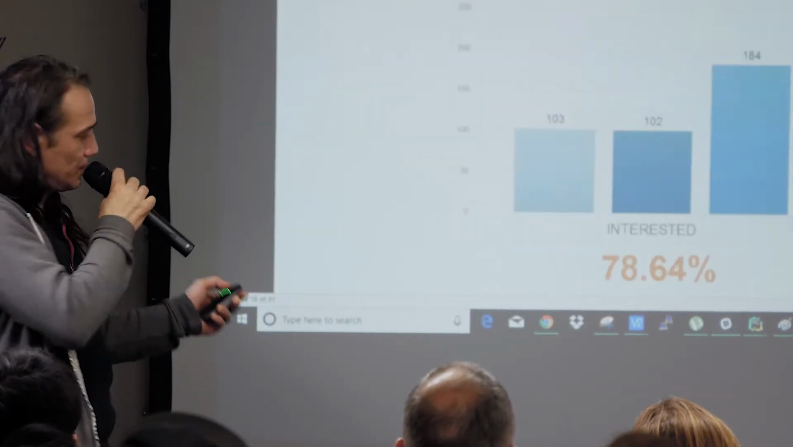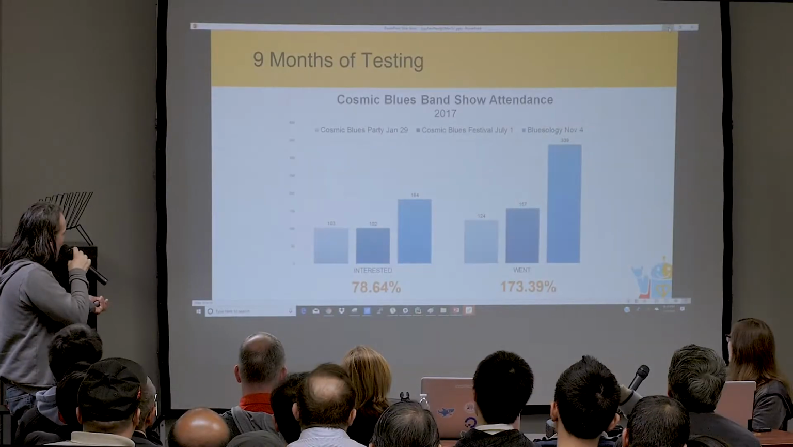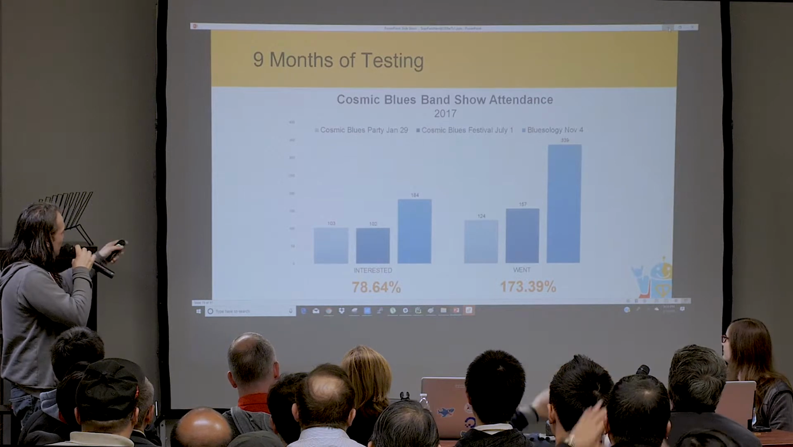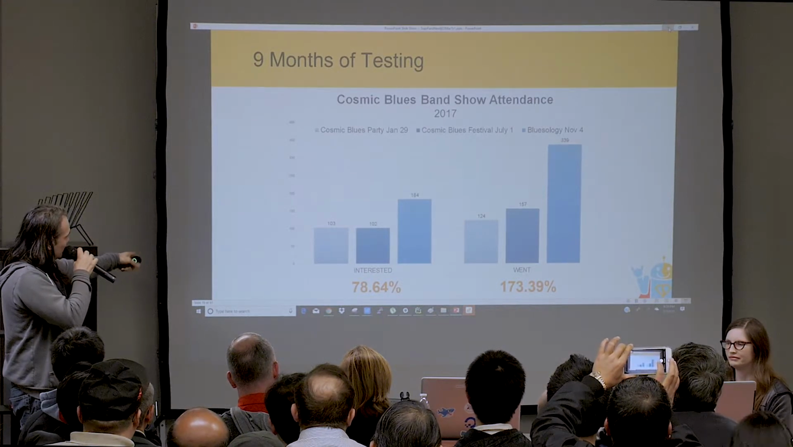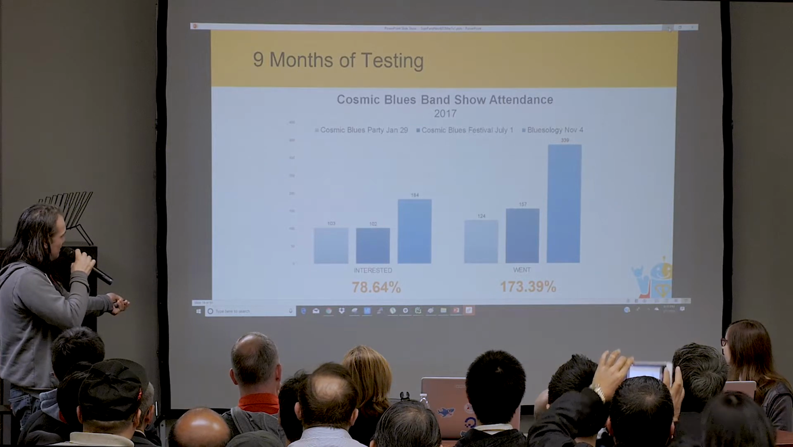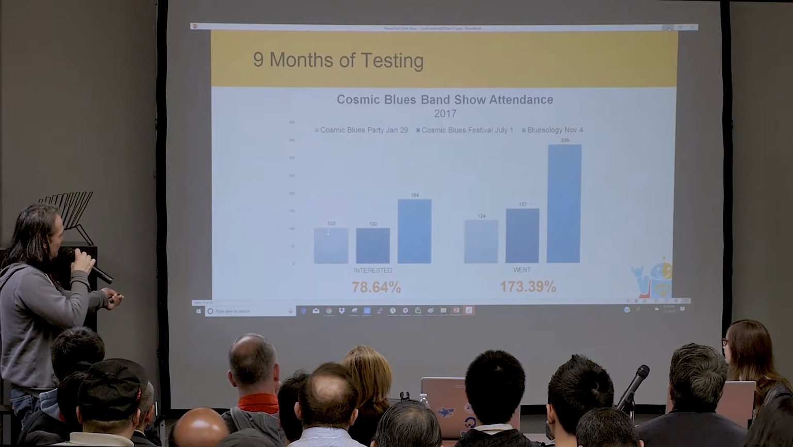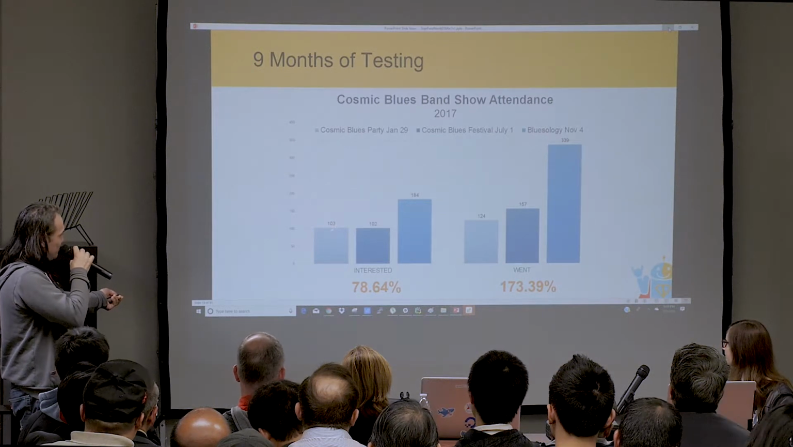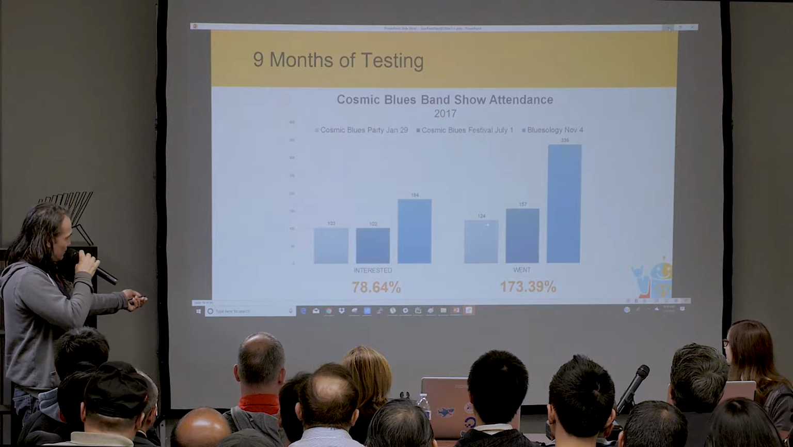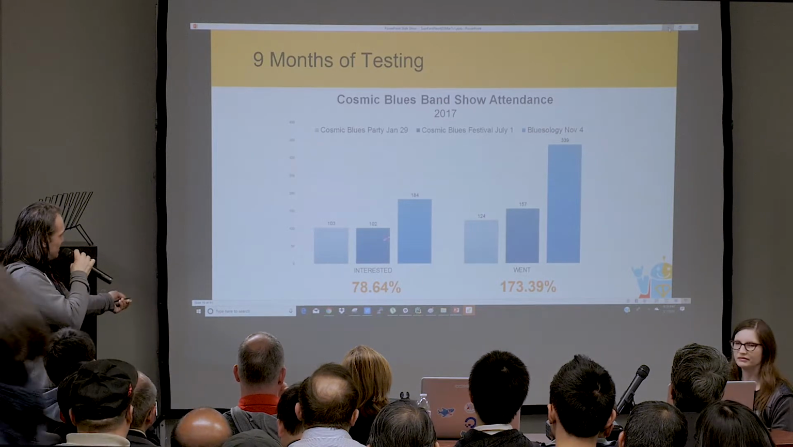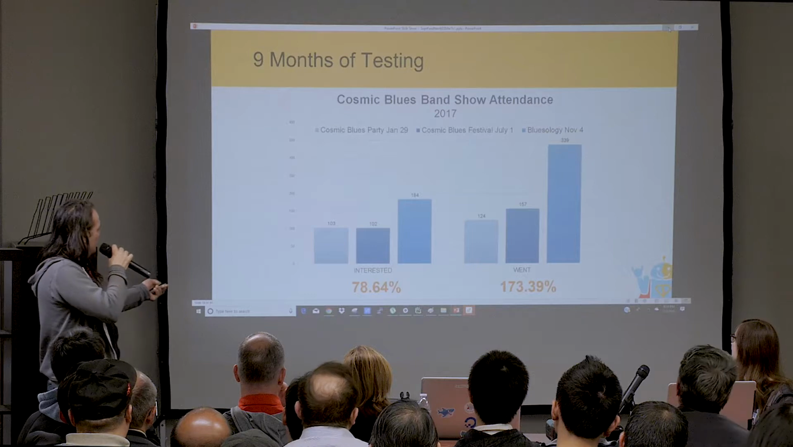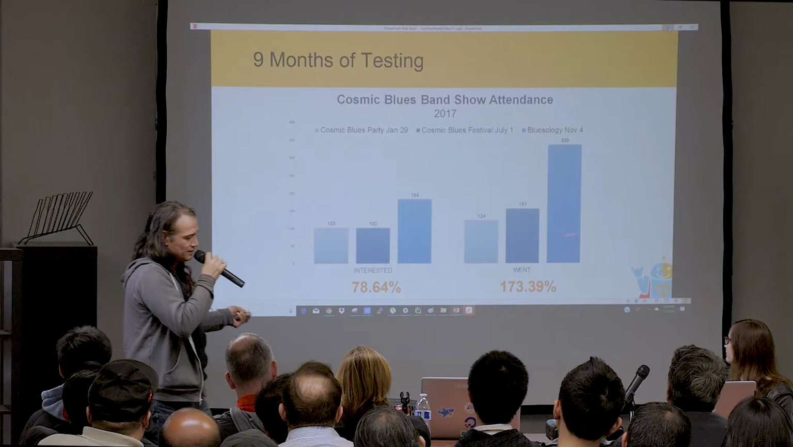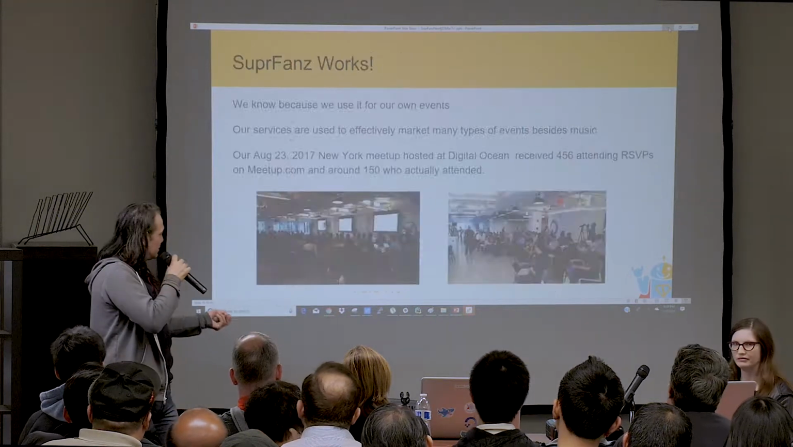Yeah. So I just wanted to show you a little bit in terms of numbers. This just represents the cosmic 9 months of testing. So we have 3 events here. On the left, they're interested. So these are 3 events. When I first started running our system, we had 103 folks that said they were interested, 124 that went. And as you can see, there's a steady increase. And in terms of people who actually went, we experienced a 173% boost.